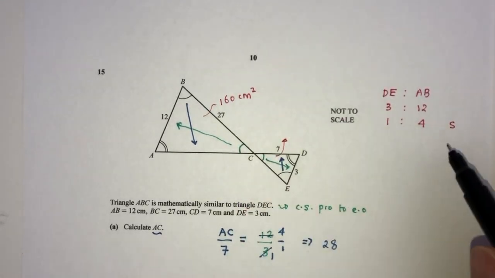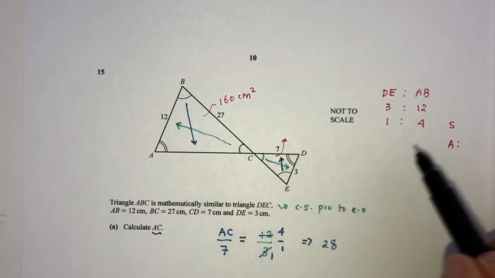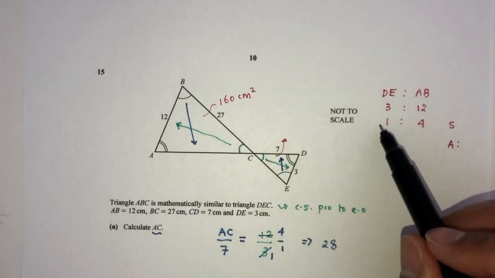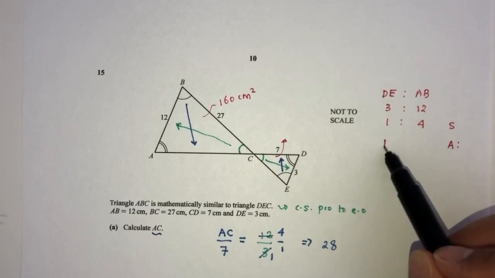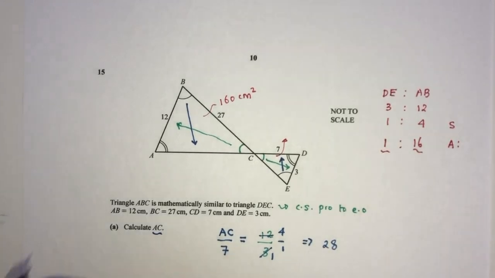Now we want to know the ratio of their area. Obviously, for sides it is centimeter, the area will be centimeter square, so we have to square both sides. That will be 1 squared is 1, 4 squared is 16. This is the ratio of the area.